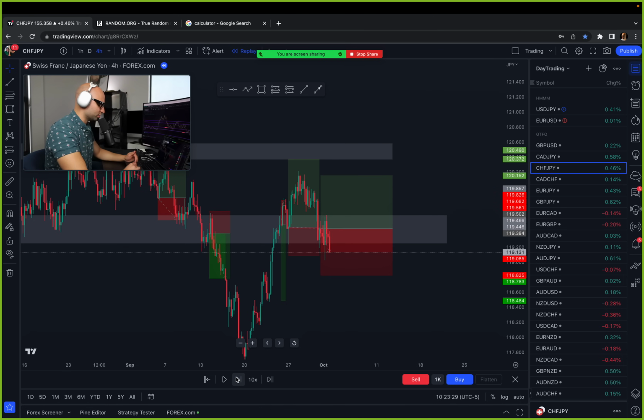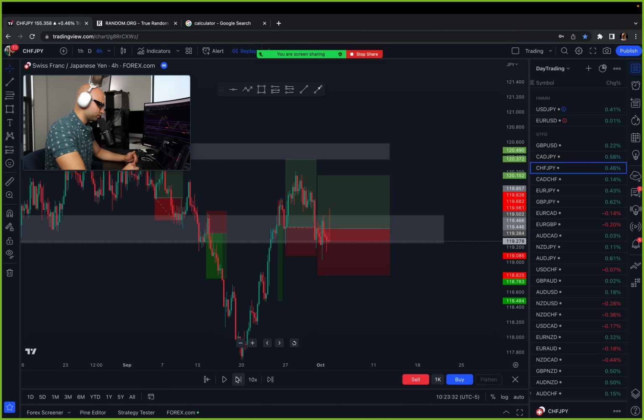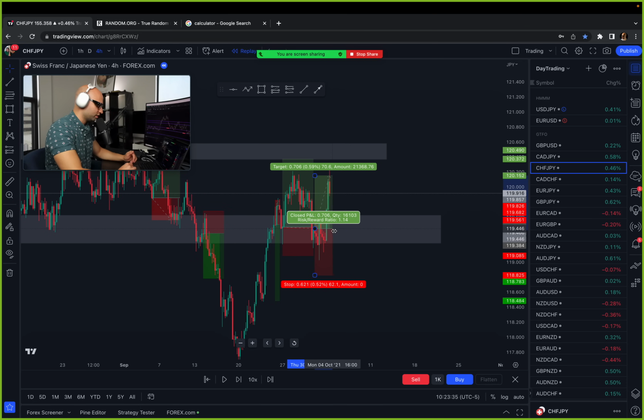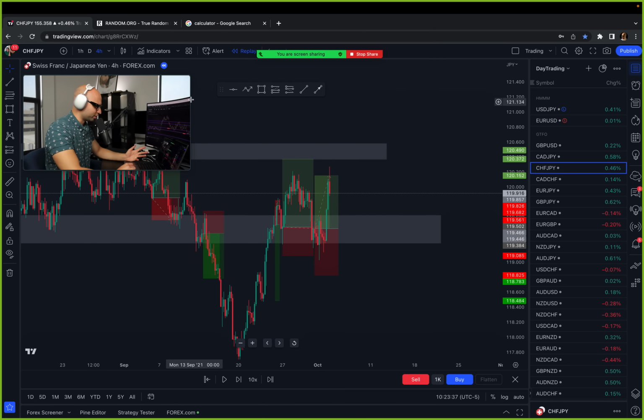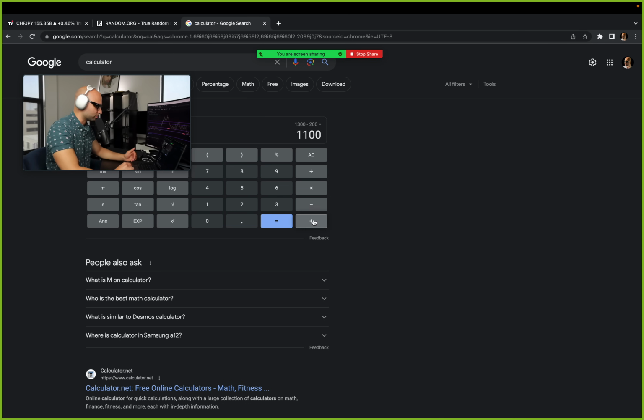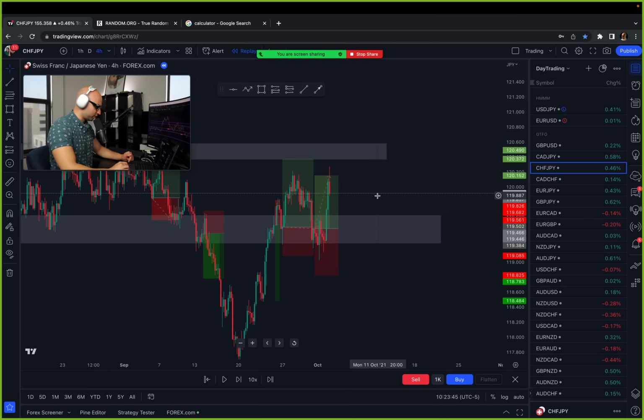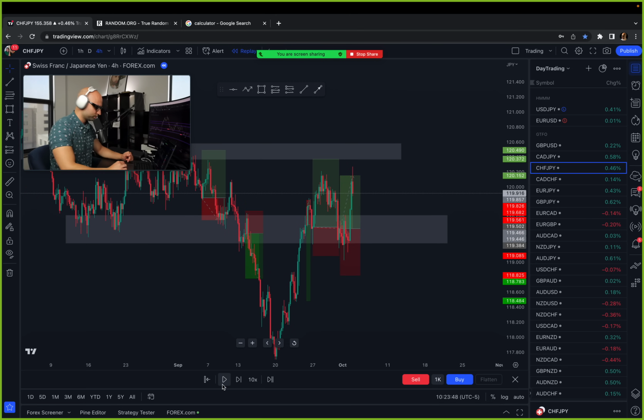I have no clue what's going to happen here. That was such a weird trade. All right, so a 1-to-1 risk reward ratio. We risked 200, we made 200. Okay, we're back to where we were before. So we're $200 back to 1,300. Grow the account 30%. All right, sweet. Risk 100 on the next trade, and we'll see what happens.